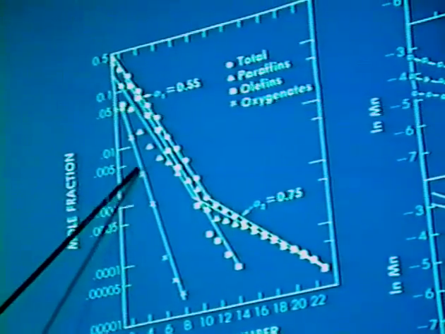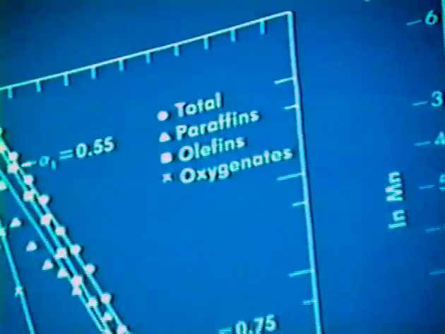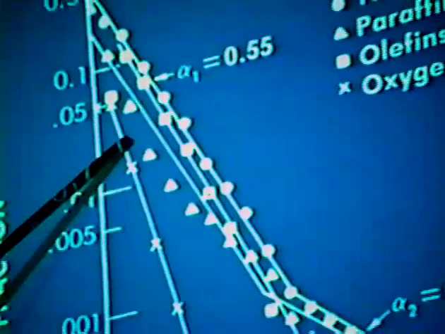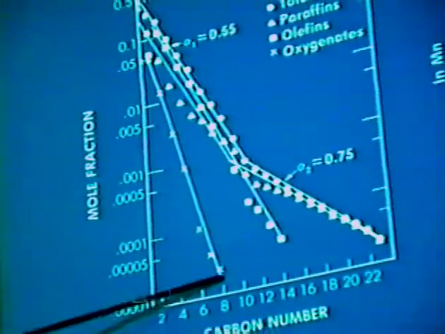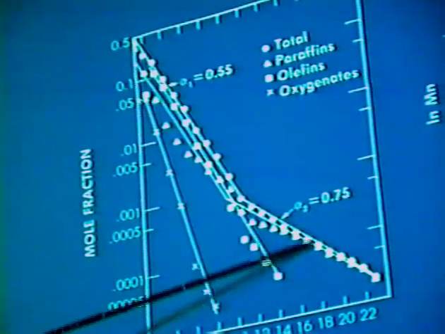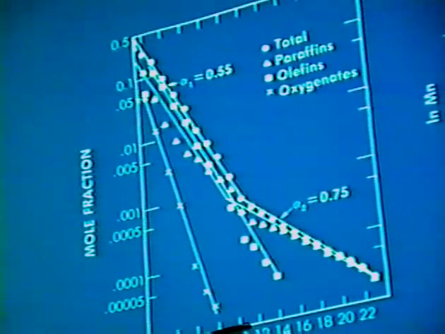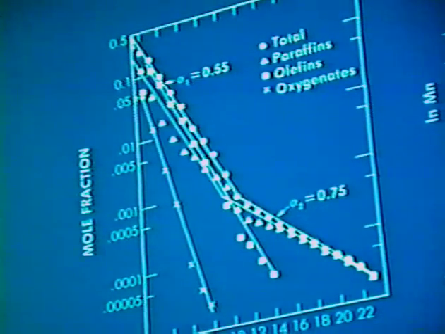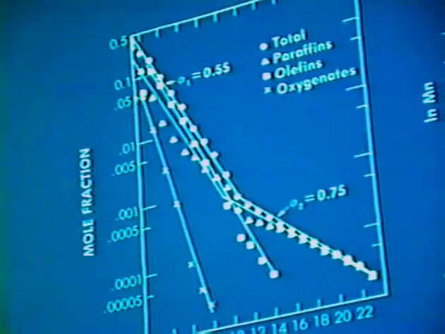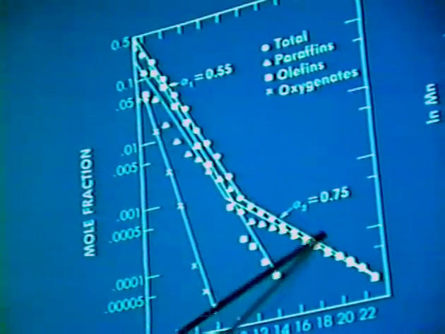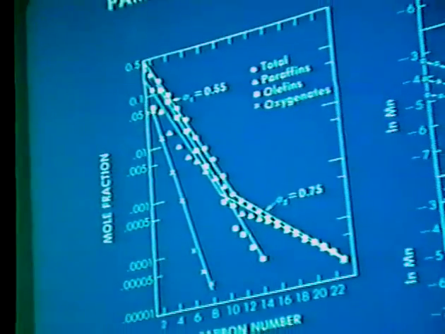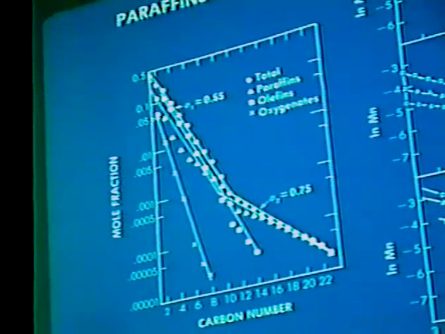Here he used the ASF plot, again, carbon number versus mole fraction in a semi-log paper. He found that the oxygenated compounds go in a straight line. Olefin compounds go in a straight line. However, paraffin doesn't. Somewhere around C10, C11 it is tilted up. The total fraction tilted up too. He assigned the first one as alpha 1 and the second one as alpha 2. What he's trying to say is there are two alpha values, and he implies there are probably two chain growths going on there.